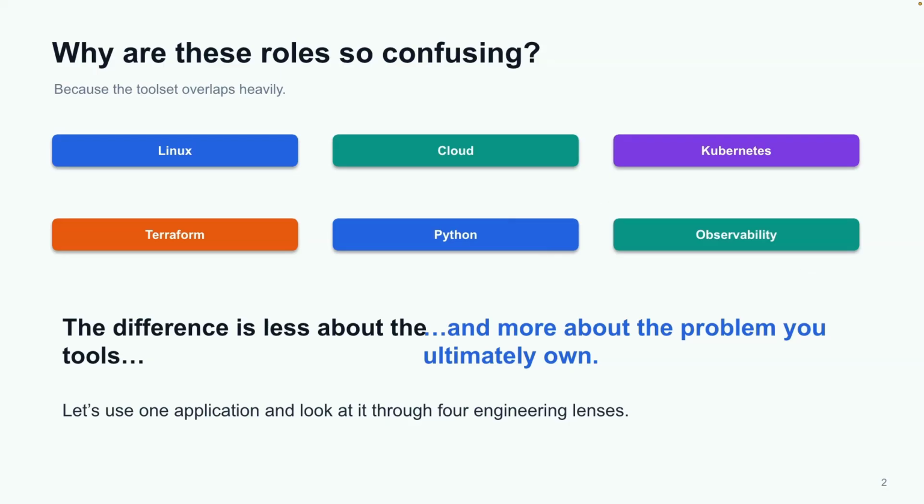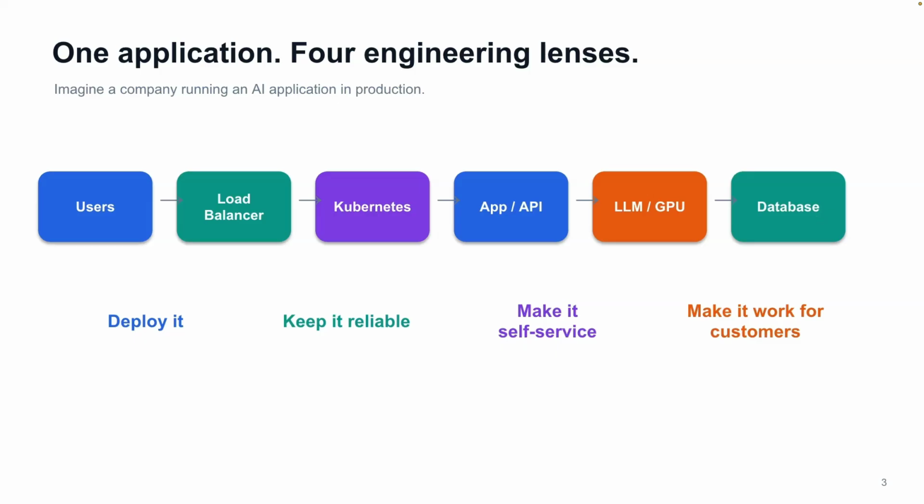Instead of giving you four text-based definitions, let's take one real application and see what each engineering role actually does. Imagine a company that has built an application, and this is one of the most simple applications. But my point is, you have a user who is going to access your application with the help of a load balancer. Your application is deployed on the Kubernetes cluster. You have an API through which you are going to access the LLM. And then finally, you have the database.